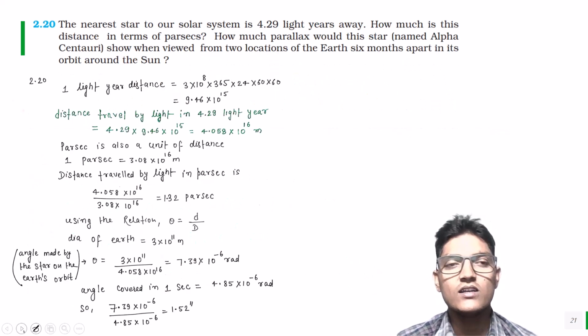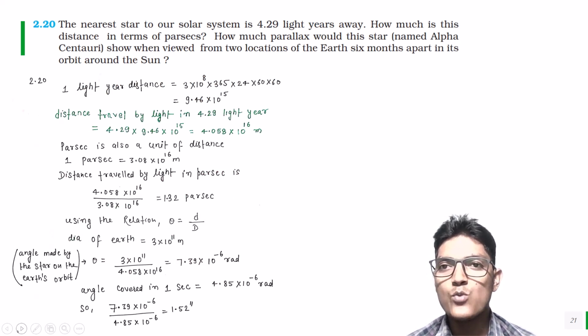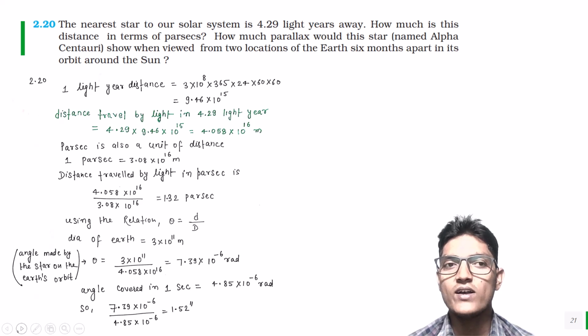Next question है हमारा, the nearest star to our solar system is 4.29 light years away. How much is this distance in terms of parsec? How much parallax would this star named Alpha Centauri show when viewed from two locations of the Earth 6 months apart in its orbit around the Sun?